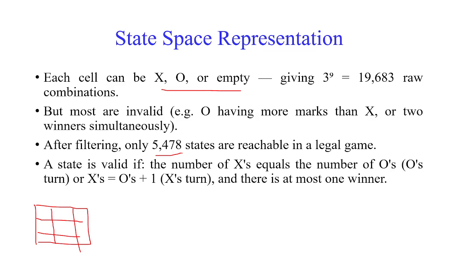A state is valid if the number of X's equals the number of O's, meaning it's O's turn, or X has exactly one mark more than O, meaning it's X's turn. And there can be at most one winner on the board. You cannot have more winners. So imagine, out of approximately 20,000 possibilities, you have only 5,000 and odd legal states. So this is crucially called constraint satisfaction.